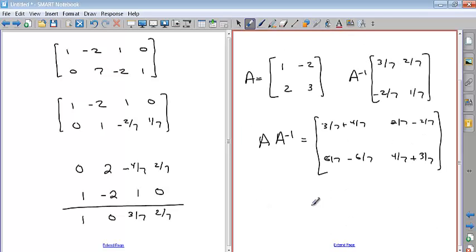And you can see that these two terms add up to 7/7, which is 1. These two add up to 0. These two add up to 0. These two add up to 7/7, which is 1. And you can see that the matrix times its inverse gives you the identity matrix.